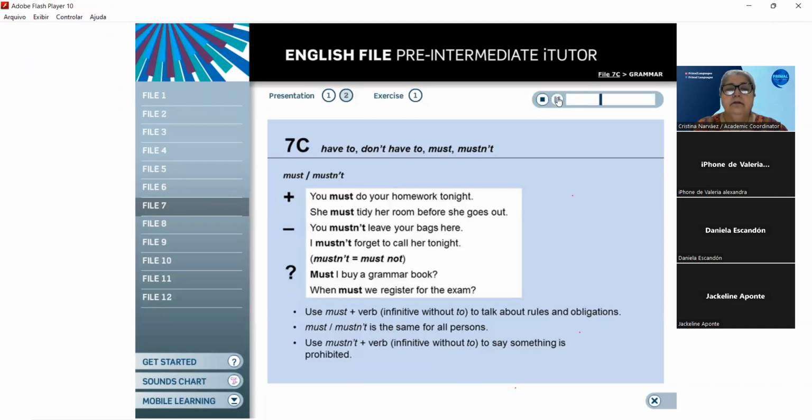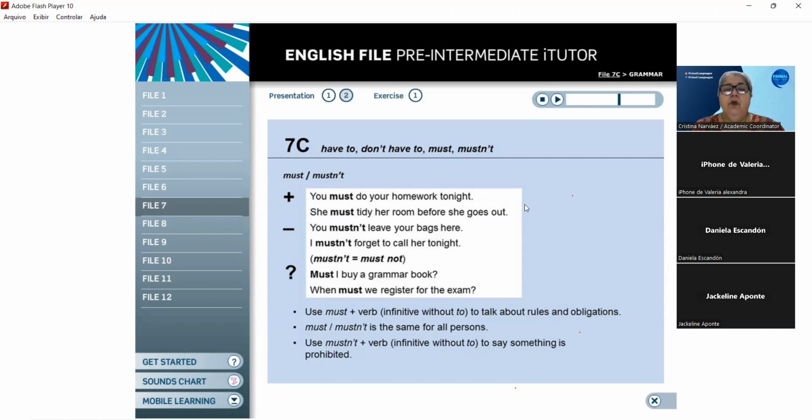Next one. You mustn't leave your bags here. Repeat, please. You mustn't leave your bags here. Excellent. Very good. I mustn't forget to call her tonight. Excellent. So mustn't is the abbreviation, the short form or the contraction of must not.